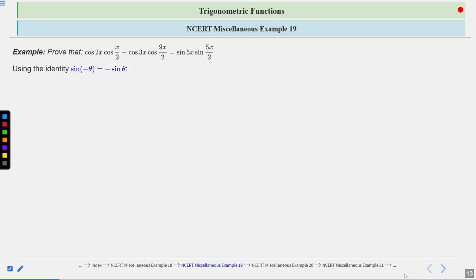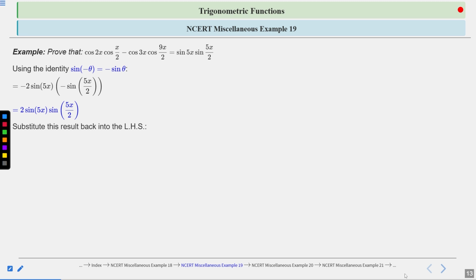Now use the identity sine of minus theta is equal to minus sine theta. We'll get it equal to minus of 2 sine 5x into minus of sine 5x by 2. Right. And it is equal to 2 sine 5x into sine 5x by 2.